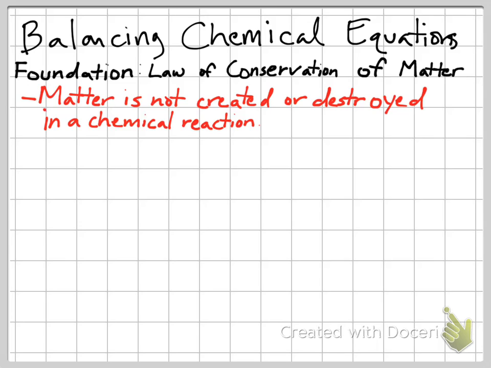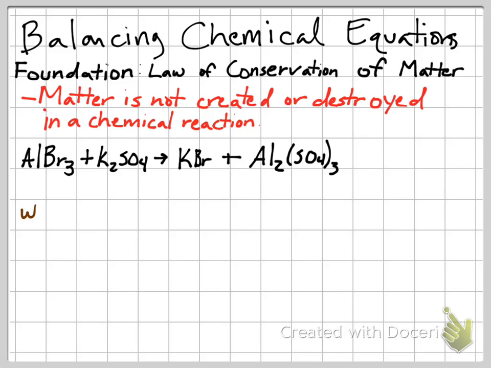So let's look at a couple of steps and a couple of examples to help us understand better what we're going to be doing. Now, this is our first example. We have aluminum bromide, AlBr3, plus potassium sulfate, K2SO4. When we mix those two things together, it's going to yield for us potassium bromide and aluminum sulfate. But we have a problem.